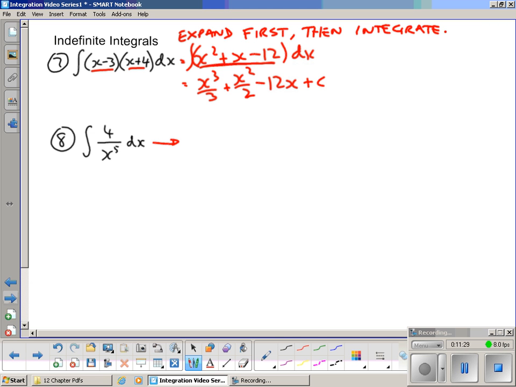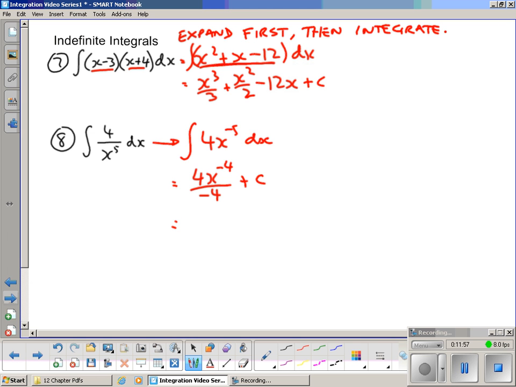Rather than 4 on top of x to the 5, let's make it the one term. So we want to be integrating 4x to the minus 5 dx, which then allows us to add 1 to the power, and be careful, adding 1 to minus 5 makes minus 4, it doesn't make minus 6. So we get 4x to the minus 4 on the new power, divide by the new power, plus c.